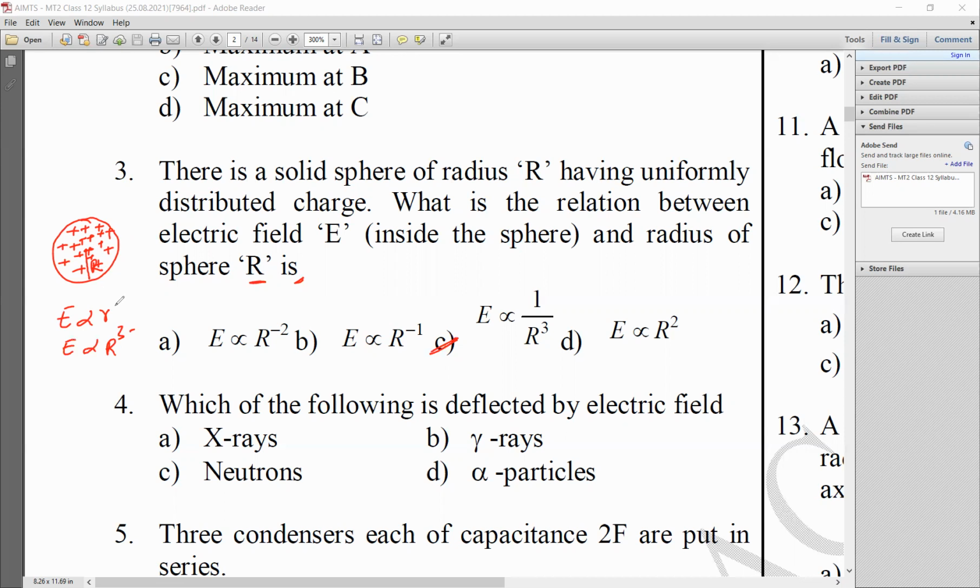Okay, it is directly proportional to small r. What is small r? Distance from the center, at a distance r. Any distance from the center. Inversely proportional to r cube. Okay, option C is correct.